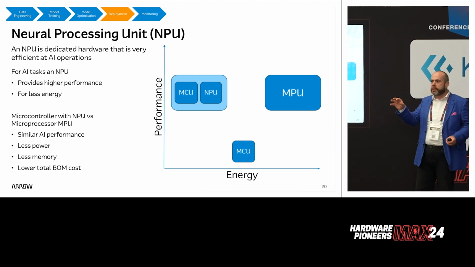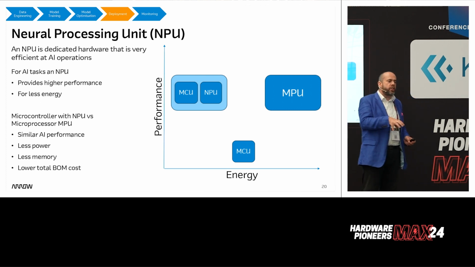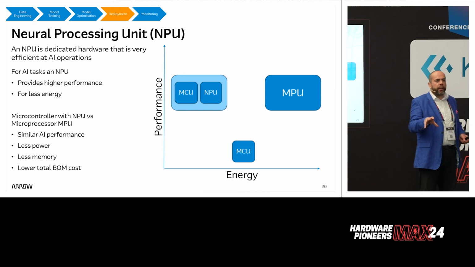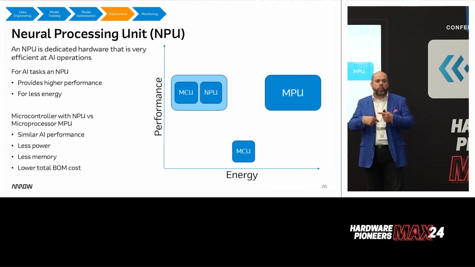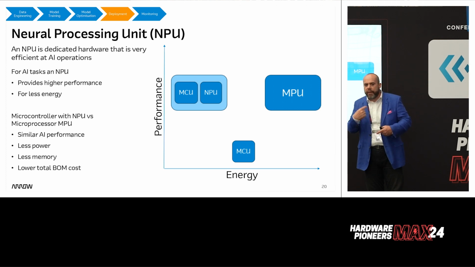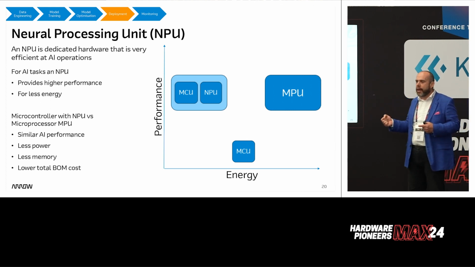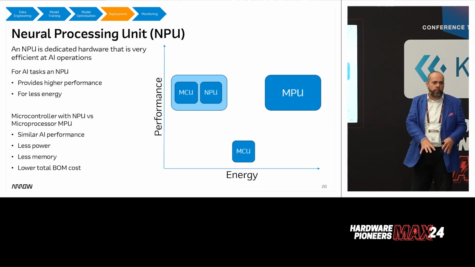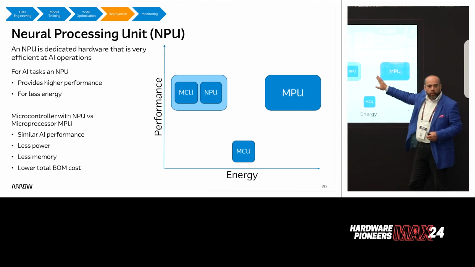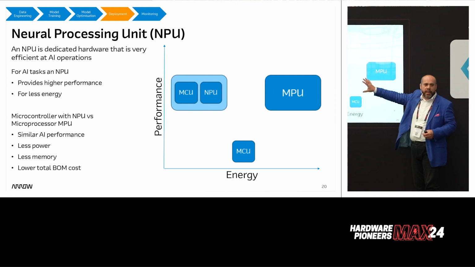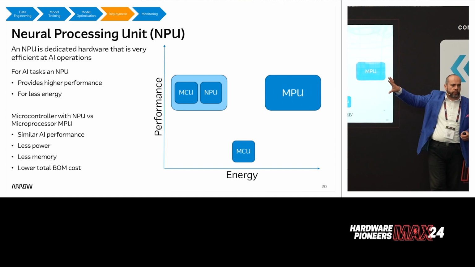And because it's specifically designed hardware, it does that mathematically more efficiently than using the general mathematical block in your MCU. However, because it also does the inference faster, even if it was drawing more power, it's drawing that more power for less time. Therefore, your total energy budget comes down. And roughly, a microcontroller with a neural processing unit is about the same level of AI performance as a microprocessor.